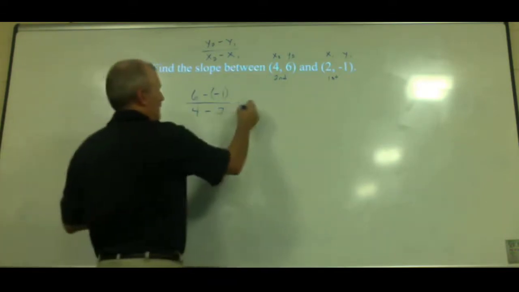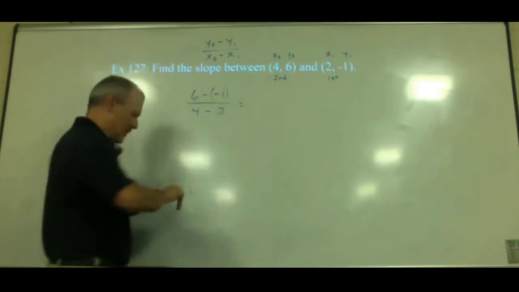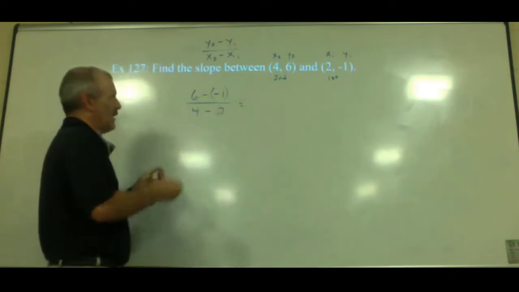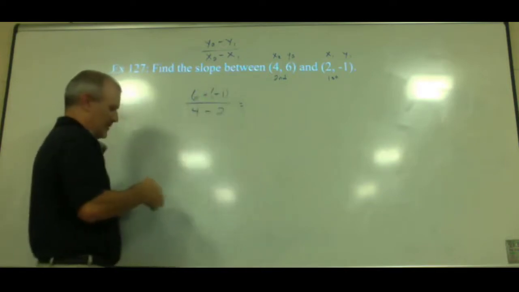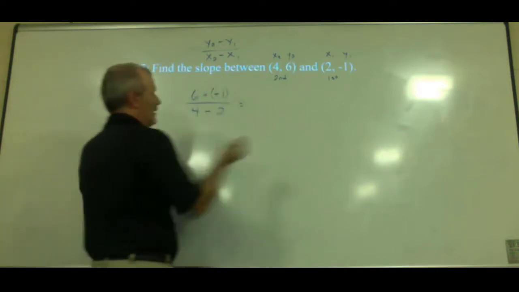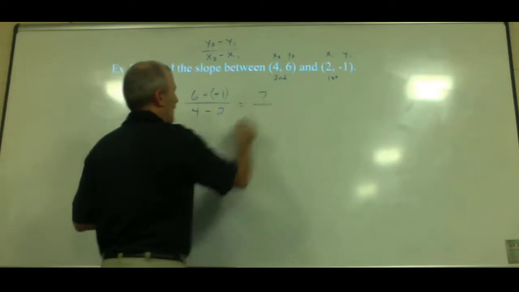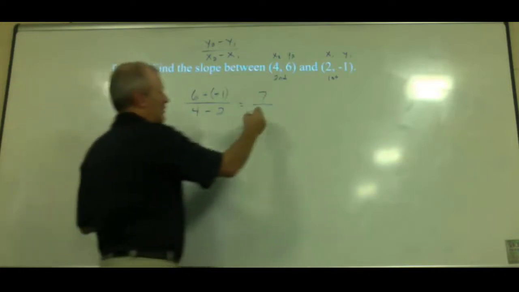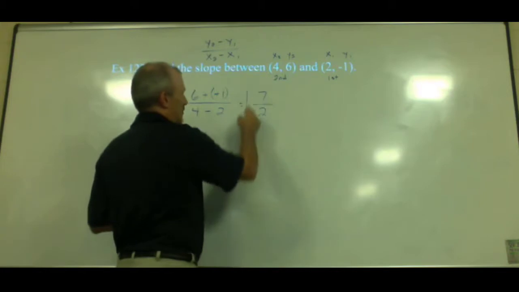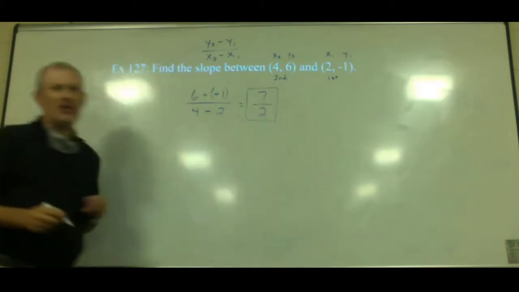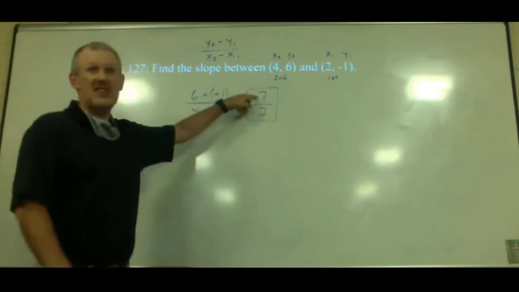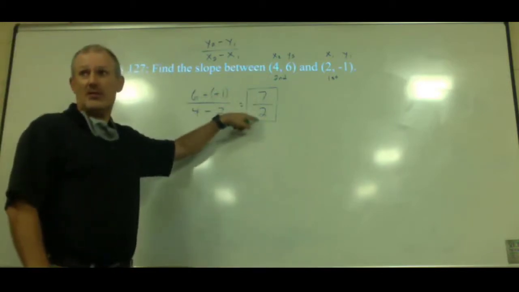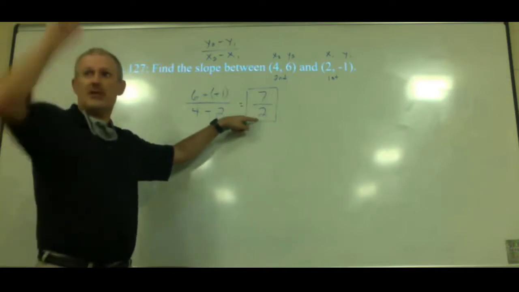So we're going to change this because we want to add the opposite, and it does make it into 7. And on the bottom, 4 minus 2, 2. We do not want to change our slope typically to be a mixed number. Just leave it as a fraction. Because remember what this tells us? We're going to go up 7 and to the right 2 if we're drawing our picture. Up 7, to the right 2.